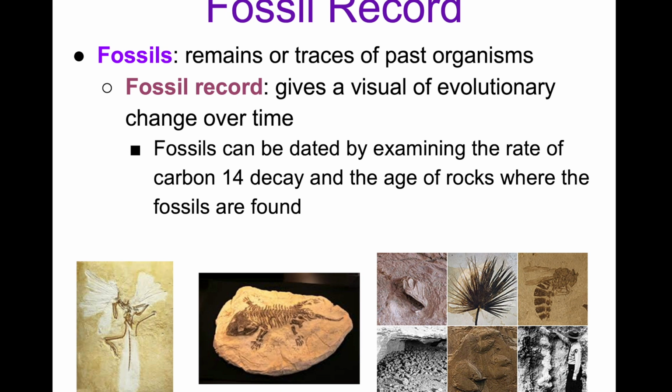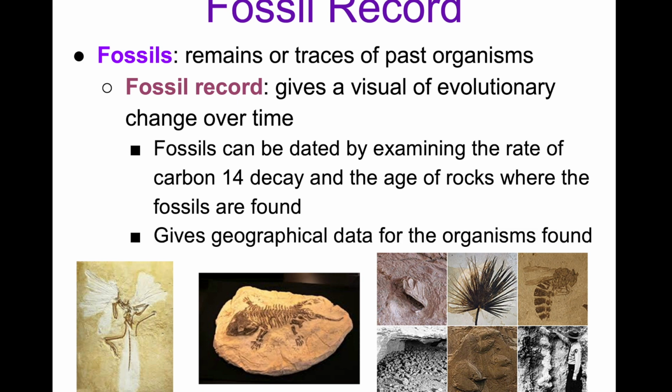So we know that carbon-14 decays over a certain period of time, from carbon-14 to 13 to whatever, different isotopes of it. And by testing the type of carbon that we find in these fossil records, we can then go back and determine that this is how old a certain thing is. It also gives geographical data for the organisms that are found. So if we find a fossil in a certain part of the world, we know that individual species lived in that part of the world.